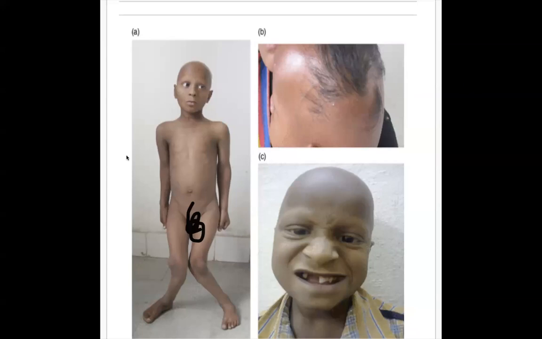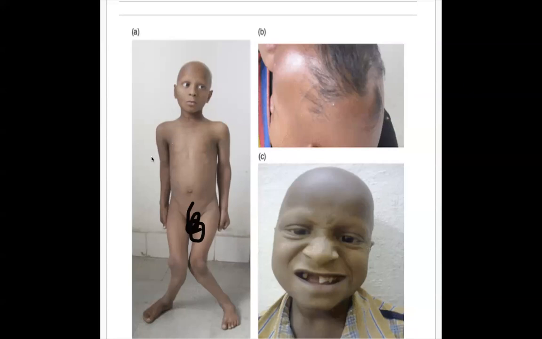Then I will see the face. I can see alopecia. Also, I will check for pallor in the conjunctiva, and in the mouth I will look for any high arched palate and also any abnormal teeth. No high arch palate, but the teeth you can see, and the conjunctiva has no pallor.